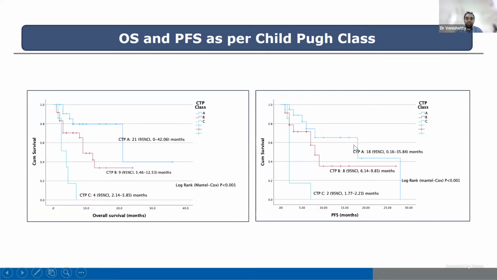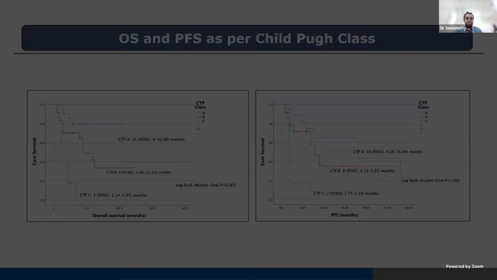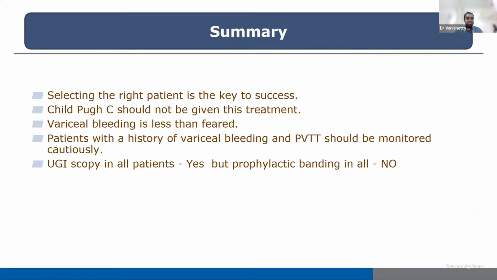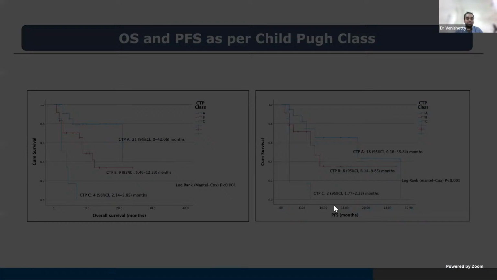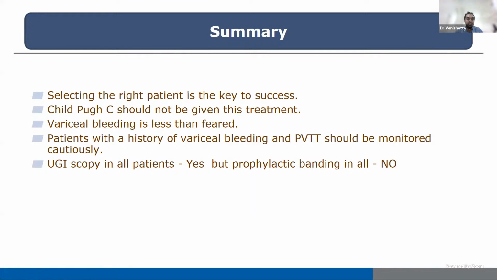When you see in the CTP-A, the progression-free survival is almost 18 months, which is significantly higher compared to patients whom we have seen in the IMbrave150. So, selecting the right patient is key to success. In Child-Pugh C, as we can see, there is no significant benefit, with only 4 months and 2 months of progression-free survival. So Child-Pugh C patients should not be given any treatment.